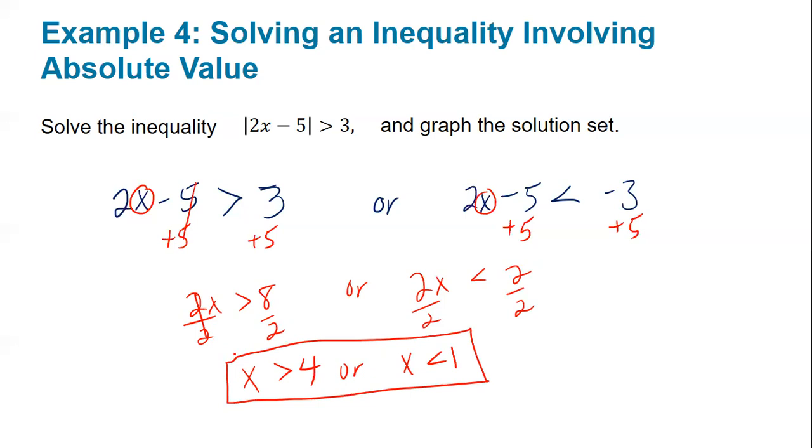All right. So we did what you guys said. We're going to add 5 and divide by 2. And when we add 5 and divide by 2, we get that x is greater than 4 or x is less than 1. Make sense? Okay.